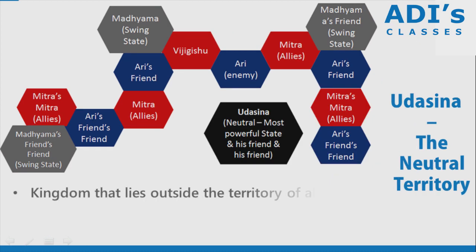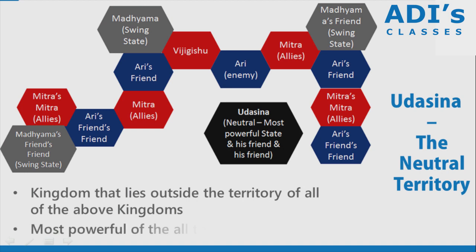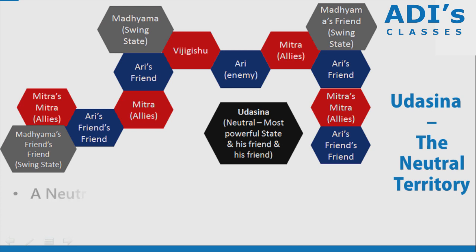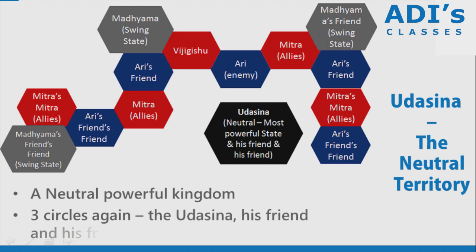Udasina is the kingdom that lies outside the territory of all the above kingdoms and circles of states. Udasina is the most powerful of all these kingdoms. He is neutral. There are 3 circles again, the Udasina, his friend and his friend's friends. Hence there are 12 kingdoms that we look at in this model. I hope this much is clear.